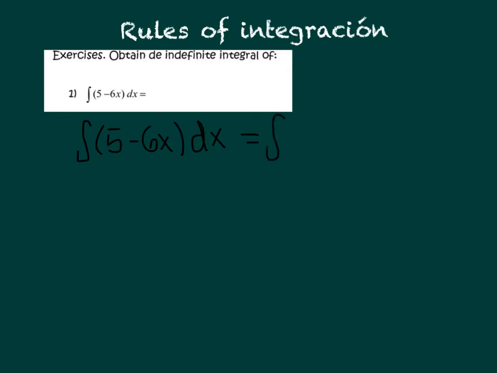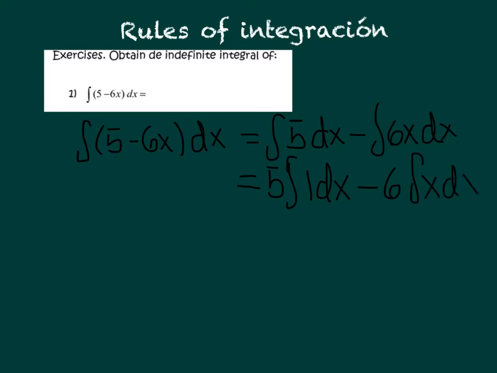So I'm going to do the integral of 5 times dx, because again the dx is multiplying both terms, minus the integral of 6x times dx. So I'm doing the product of the differential and the rule of the subtraction. Then I have a constant here and a constant here. So I'm going to do 5 times the integral of 1 times dx minus 6 times the integral of x times dx. And now I'm going to use the rules we have studied.